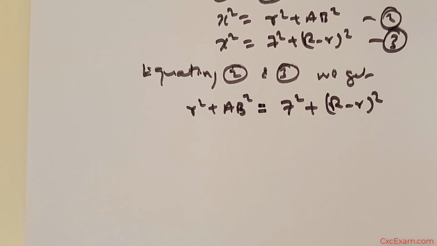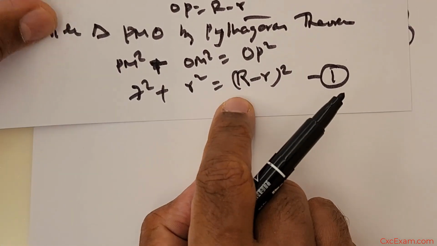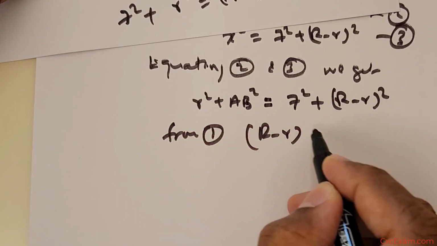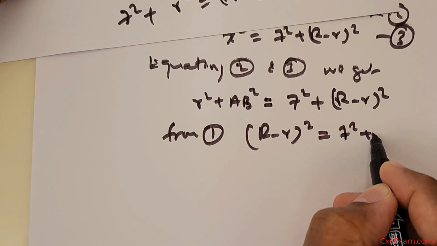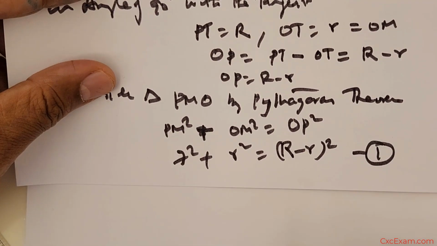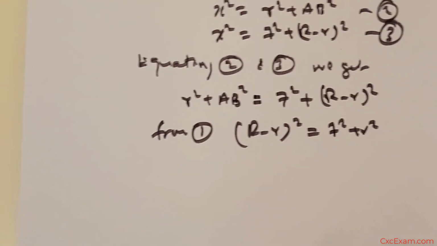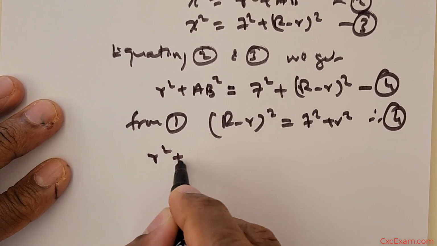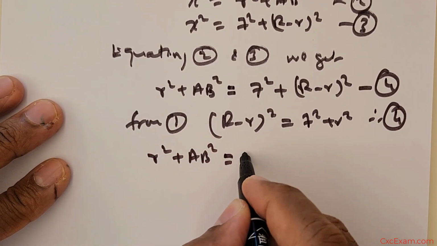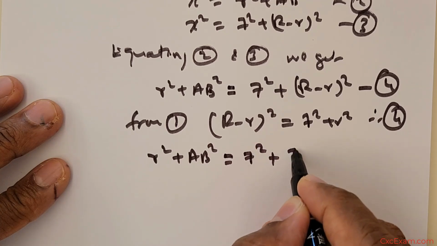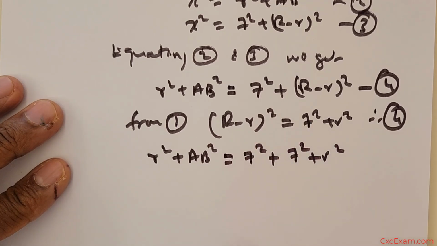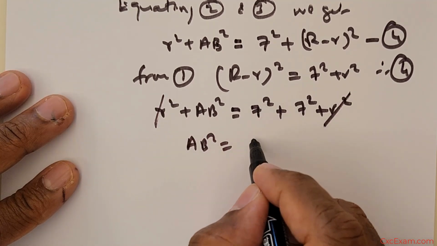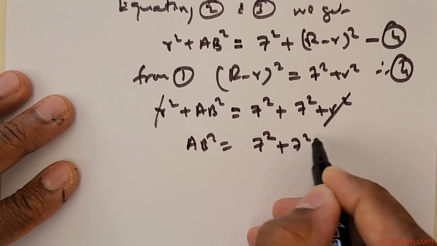Okay, now there is a value we have, capital R minus r, from 1: R minus r the whole square is equal to 7 squared plus R squared. Okay, we have already got that. So substitute, I'm taking this as 4. So therefore 4 becomes R squared plus AB squared is equal to 7 squared plus R squared. Now R squared gets cancelled. So AB squared is equal to 7 squared plus 7 squared.